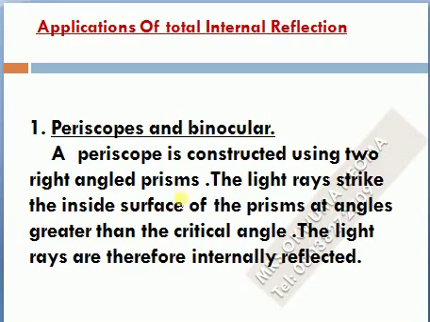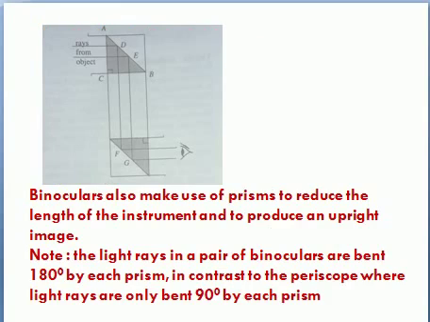Now the light ray strikes the inside surface of the prism at an angle that is greater than the critical angle. Remember, the critical angle we obtain in glass is approximately 42 degrees. So in this case, this incident ray will strike this prism at an angle greater than the critical angle, which is around 45 degrees. Now when that occurs, the light rays are totally internally reflected. Now let's look at the diagram.